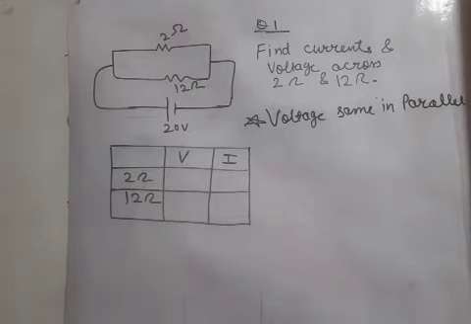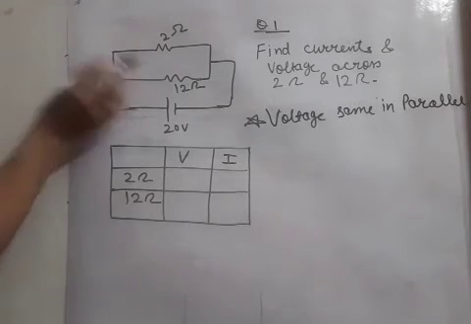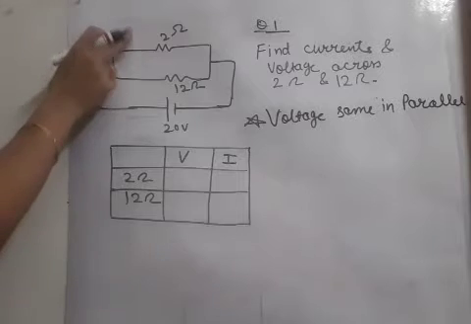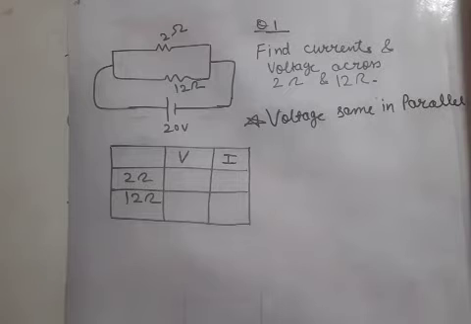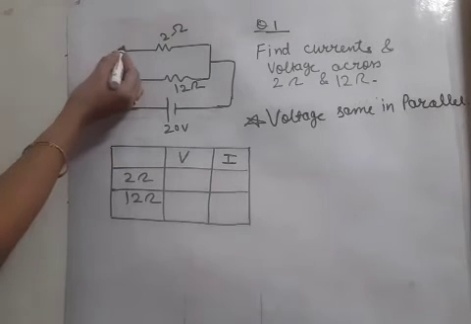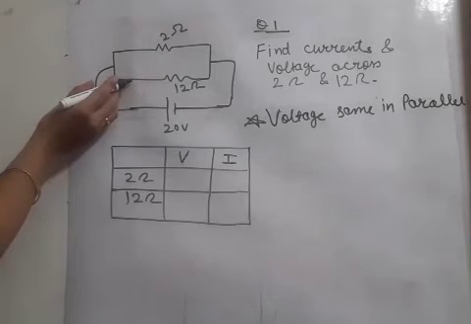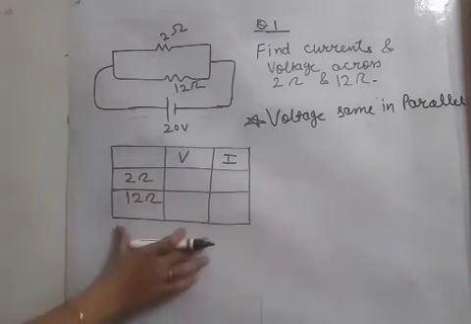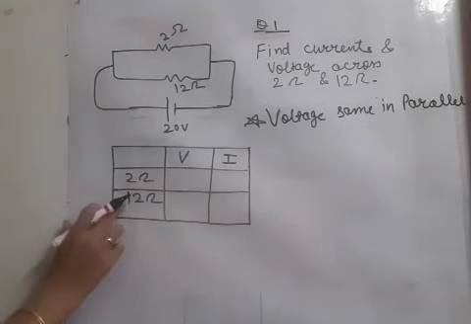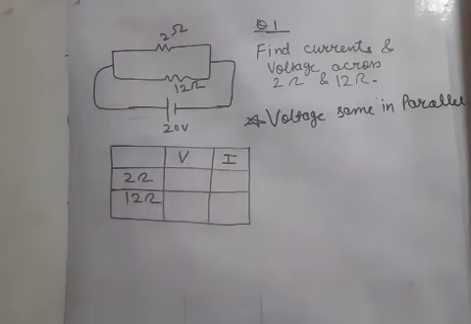Hello students. In this question we are going to understand how to find the individual currents and voltages across the resistances. We are given a parallel combination of two resistances, 2 ohm and 12 ohm, connected across a battery of 20 volt. We have to find the current and voltage here and current and voltage here. In the form of a table I have shown what is asked: for 2 ohm and 12 ohm we have to calculate voltage and current.